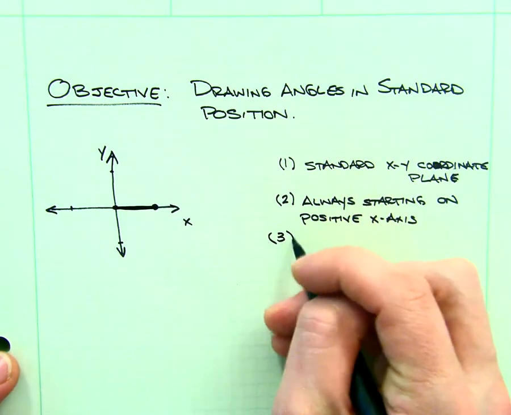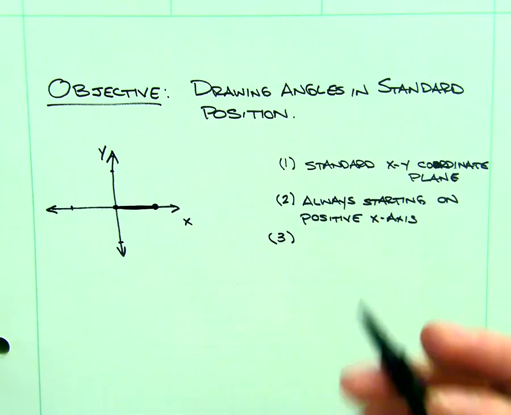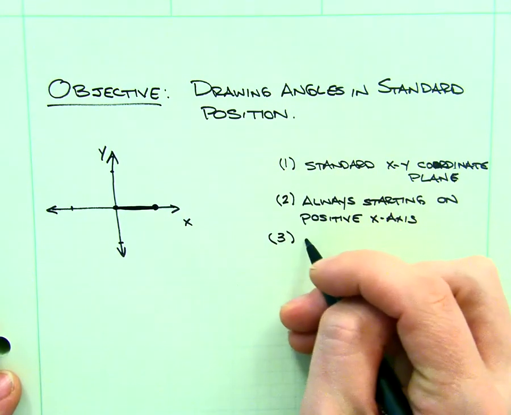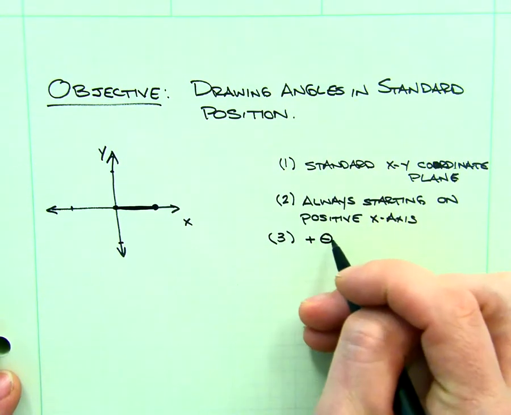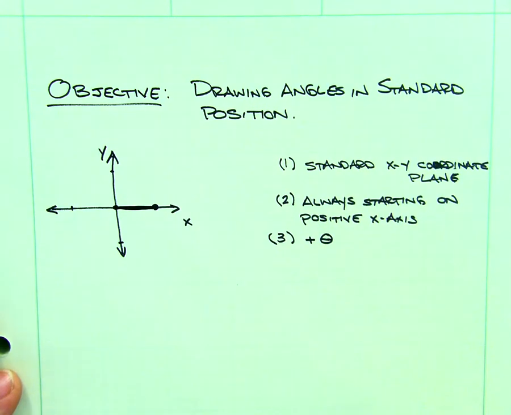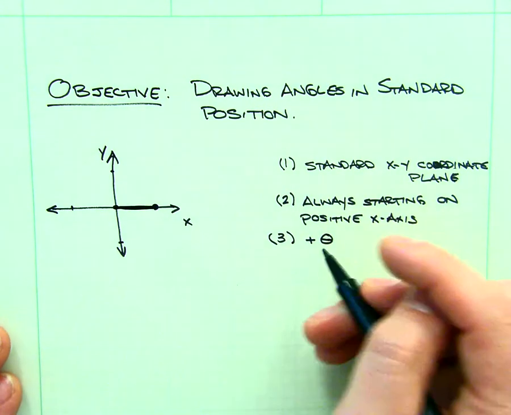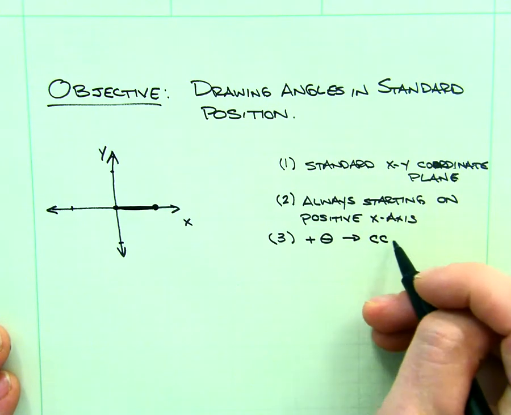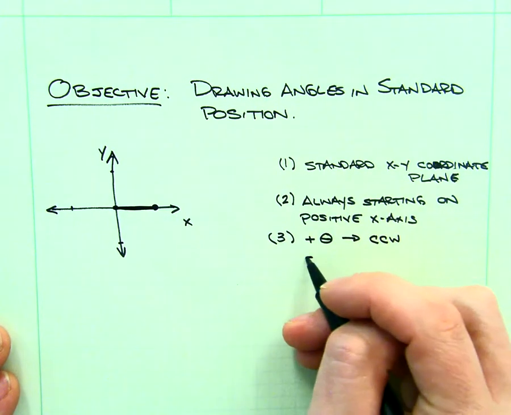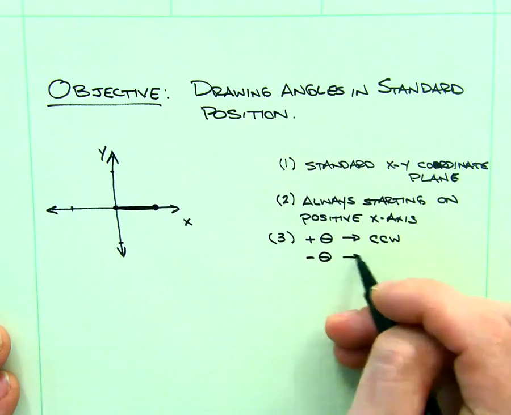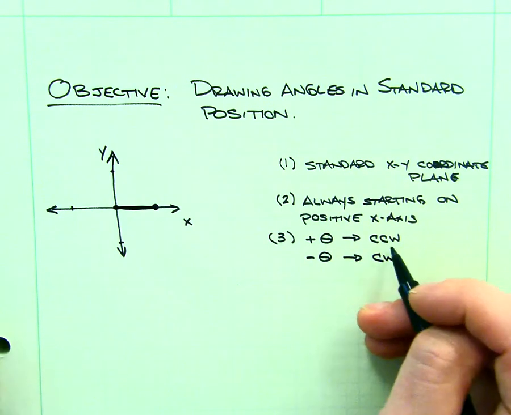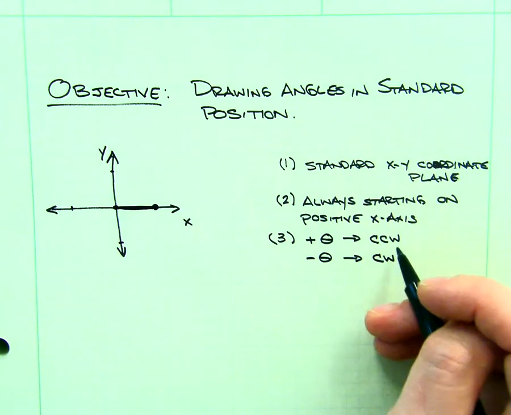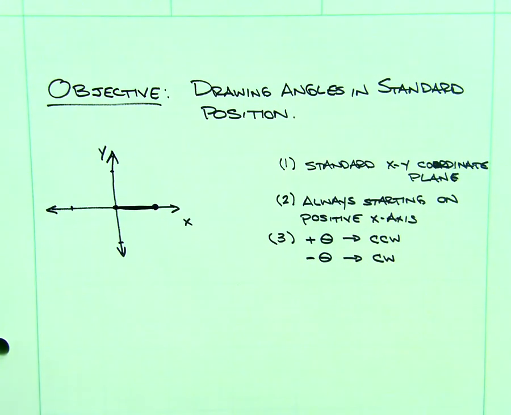The third thing you need to know is that if you're looking for an angle that is positive, so I'm just going to say plus theta. Theta is a Greek letter that's usually reserved for talking about angles. And so plus theta just means a positive theta. You're going to be going counterclockwise. And if you're talking about a negative theta, you're going to be going clockwise. CCW and CW are standard abbreviations for counterclockwise and clockwise respectively.